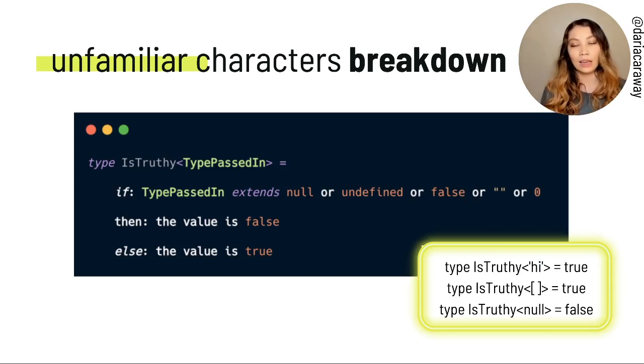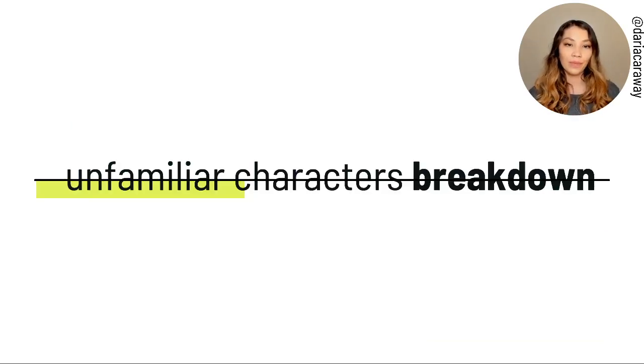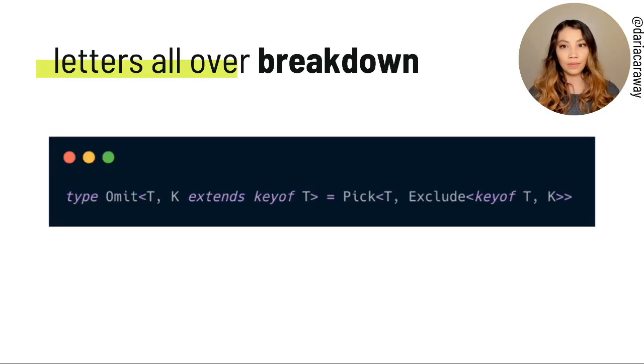So if we were to pass in the string literal hi as a type, we would get back true, because that type is truthy. If we were to pass in null, we would get back false, because null does extend null or undefined or false or empty string or zero. So our value that we get back is false, because null is not truthy. Okay, and just like that, we've taken a type that had a couple different parts and successfully broken it down, so hopefully it was a little bit easier to understand and read.